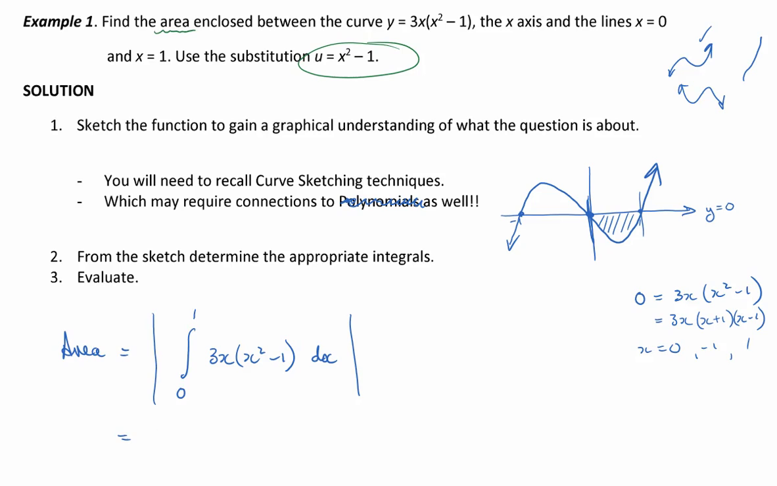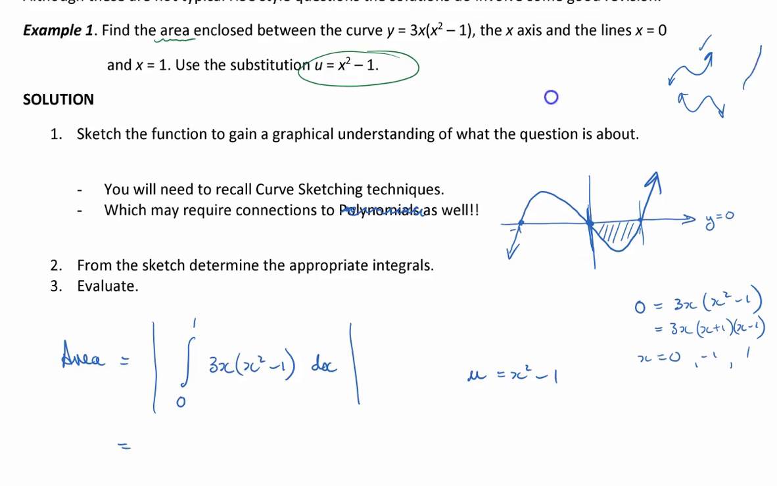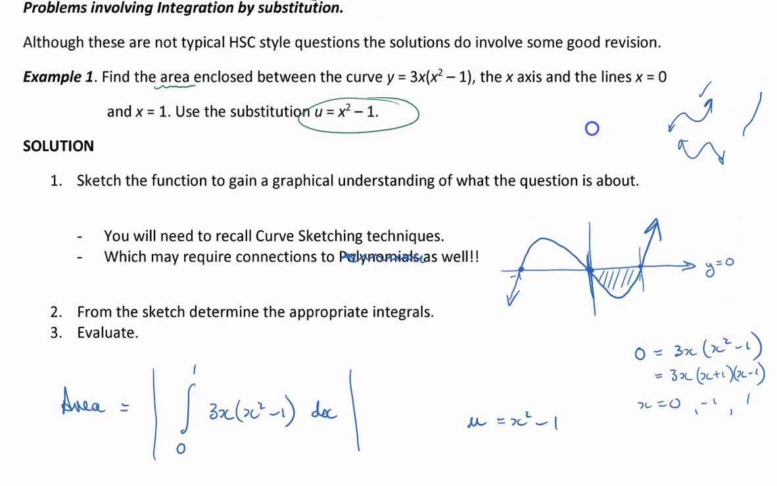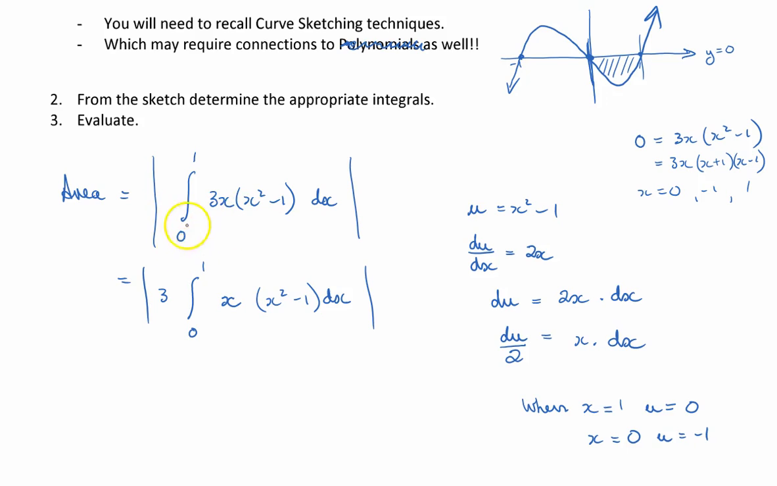We've been instructed to do it by substitution. I'm not so sure I would if I had the option. I think I would just multiply the bracket out and simply stay in terms of x. That is not difficult to integrate, although it's a product there. We could expand the bracket. But we've been told to use u is equal to x squared minus 1. This is a time when I'd actually say that to do it by substitution is making it more difficult. And if you read back here, it says this is not a typical HSC style question, but gives us some good revision anyway. Okay, so let's see.